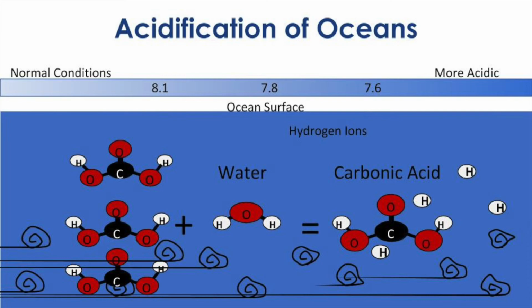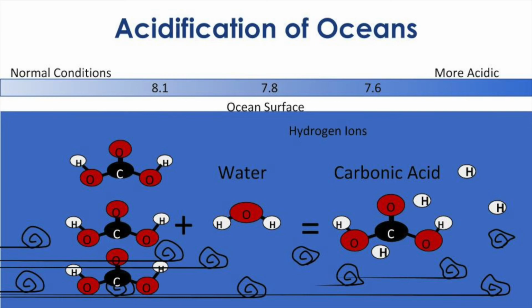These hydrogen ions then compete with organisms for the carbonate ions, which some organisms need to build their calcium carbonate shells. Removal of these carbonate ions from the water makes it more difficult for organisms to form their calcium carbonate-based shells, and more energy is spent doing so.